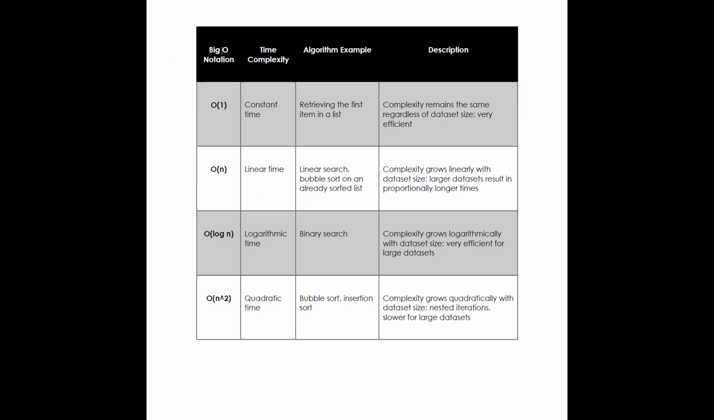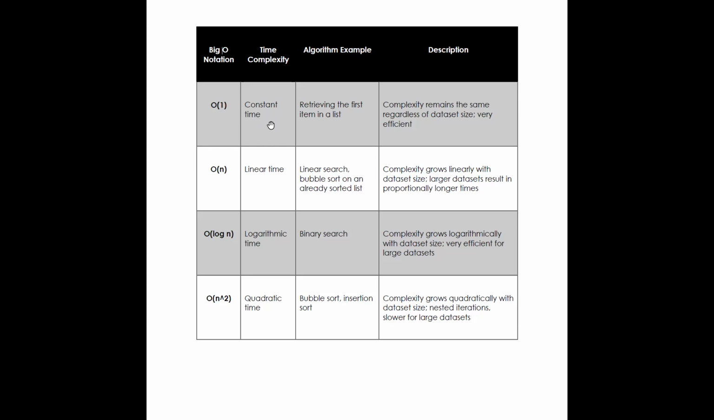Here's a more detailed breakdown of the algorithms we discussed and their order of growth. This table provides a quick reference for understanding the different types of big O notations, their time complexity, example algorithms, and descriptions. O of 1, constant time complexity.